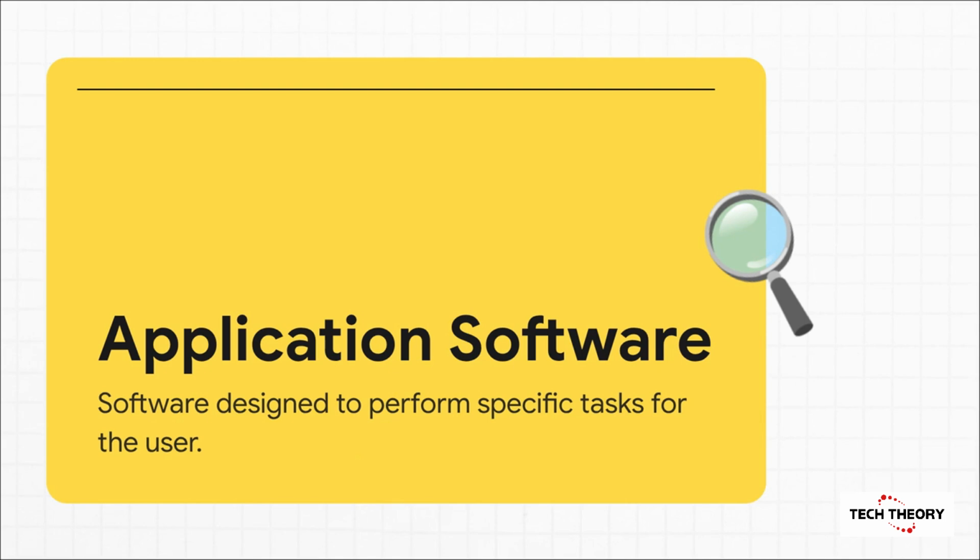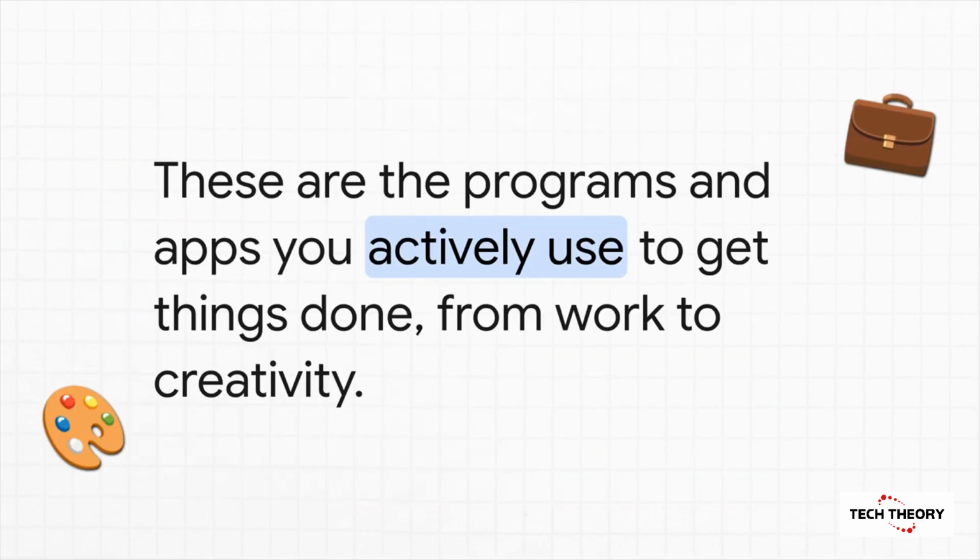An application is basically any program that's built to help you, the user, do something specific. Could be anything from writing an email to editing a photo or playing a game. We're talking about the apps on your phone, the programs on your desktop, the websites you visit. They are literally the tools for your work, your fun, and all your creativity.